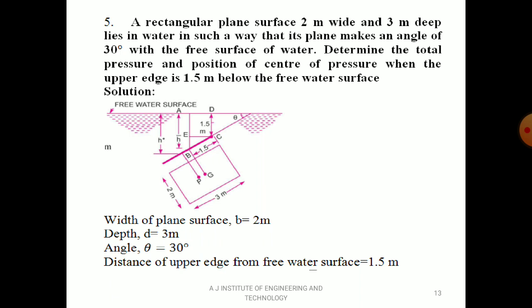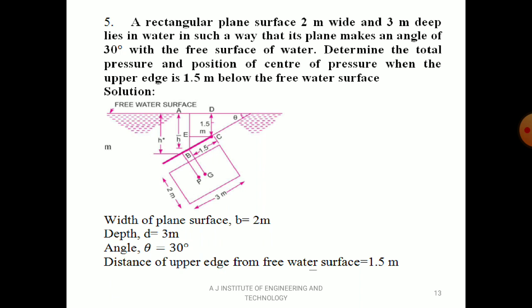Then from P, just project one line, and from G also project a line. The projection line from B, that means at B, and the projection line from G, that means some point. It is not mentioned in the diagram. So do not write H star and H bar; just for calculation purpose write E and D and C. So DC is given as 1.5 meter.